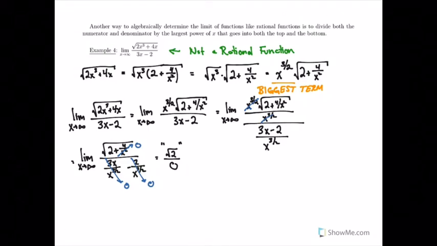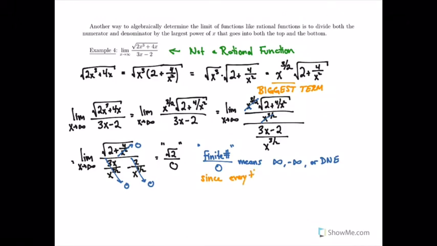But we know that if we have something like a finite number over 0, this means infinity, negative infinity, or does not exist. And in this case, since everything's positive, this is going to give us positive infinity as an answer.